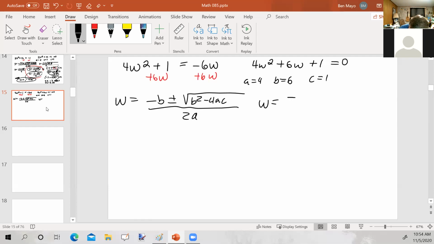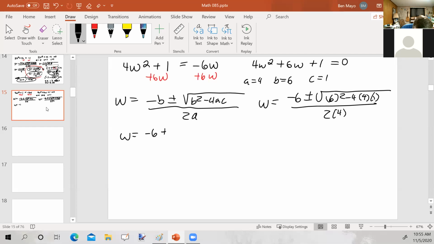Okay, so what we've got is this. w equals -6 plus or minus the square root of 6 squared minus 4 times 4 times 1, all over 2 times 4. Okay? So w equals -6 plus or minus the square root of 36 minus 16, 4 times 4 times 1, all over 8. w equals -6 plus or minus the square root of 20, all over 8.